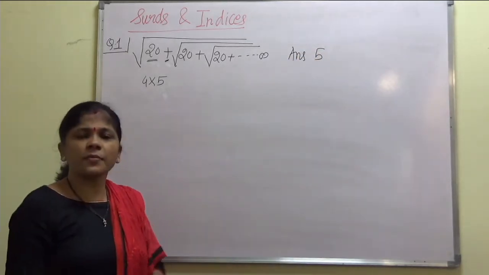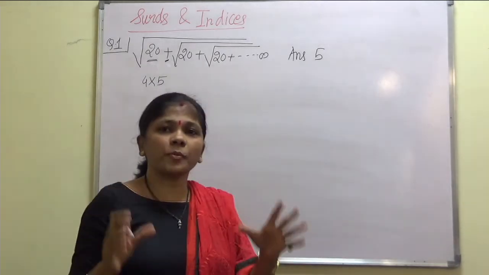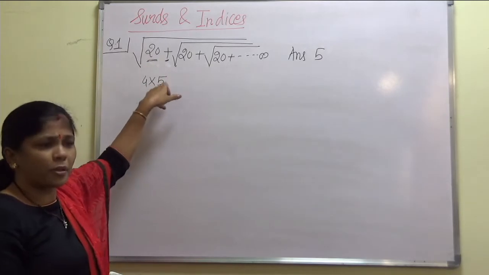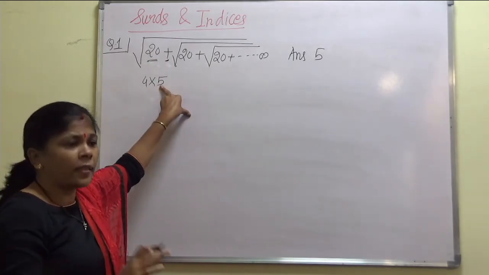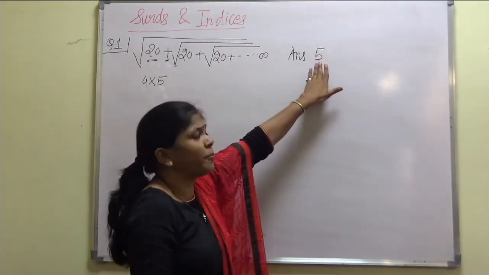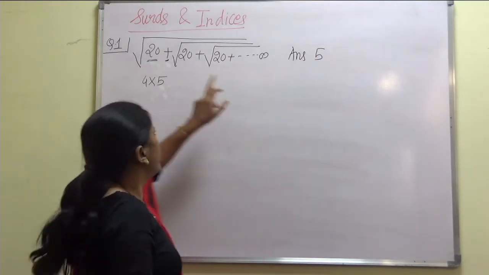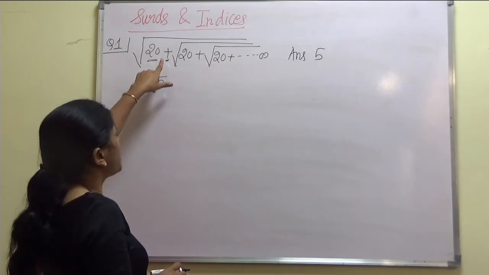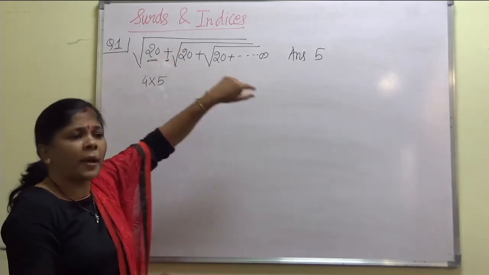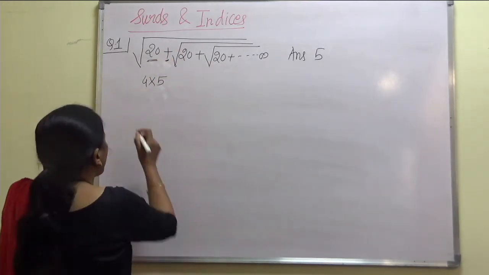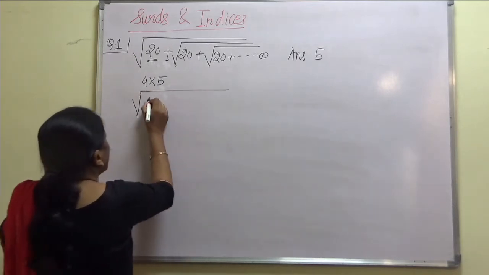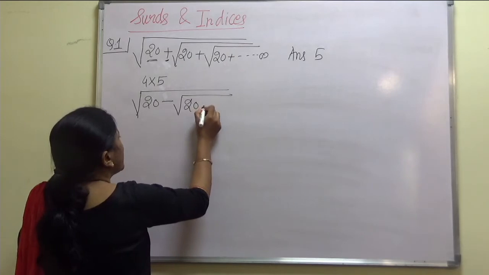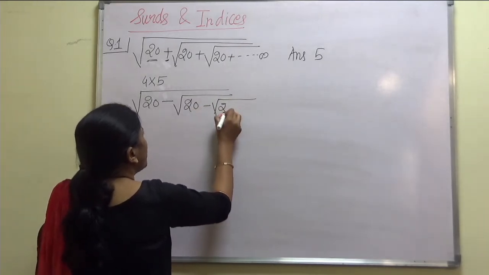So like this we can get the answer directly by a general observation: if we can express the number as a product of two numbers whose difference is 1, then the answer is the largest number if we observe a plus sign. Now suppose in place of the plus sign we have a minus sign. For example, if the same question is under root of 20 minus under root of 20, again minus under root of 20, up to infinity.